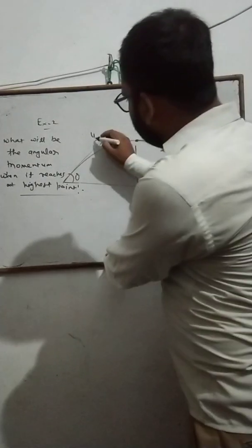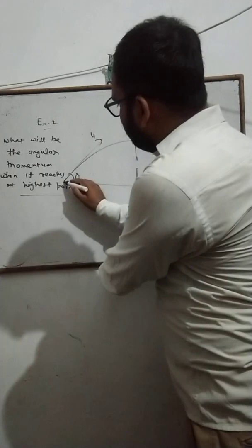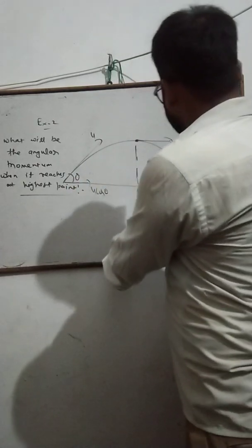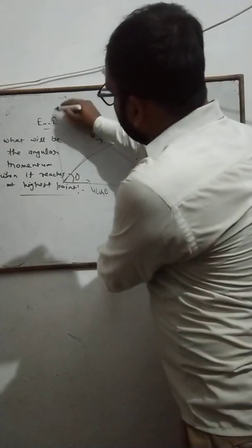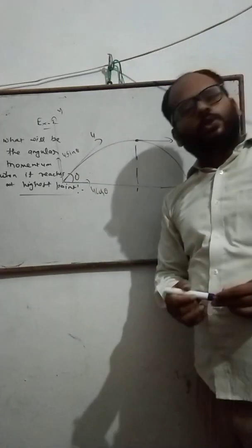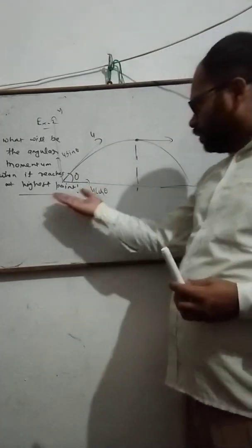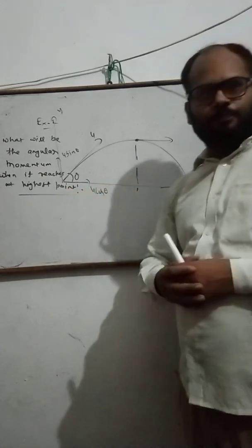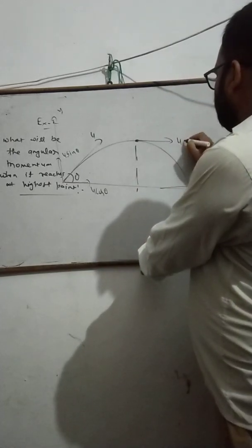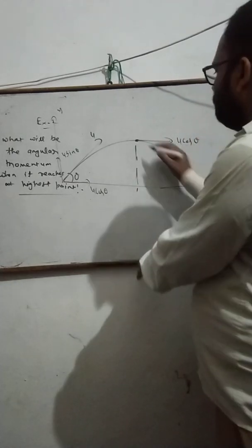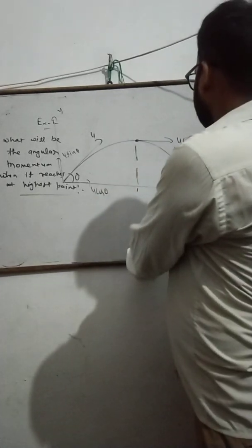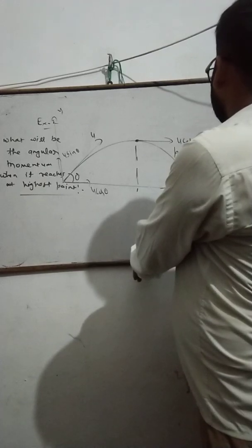See, let this speed be u, then the component of this speed is u cos theta in the horizontal x direction, and in the y direction it is u sin theta. As you know that in projectile motion, the horizontal velocity component will not change, so it will remain constant. Here the total speed will be u cos theta, because the vertical component is 0. And here the momentum will be m into u into cos theta.